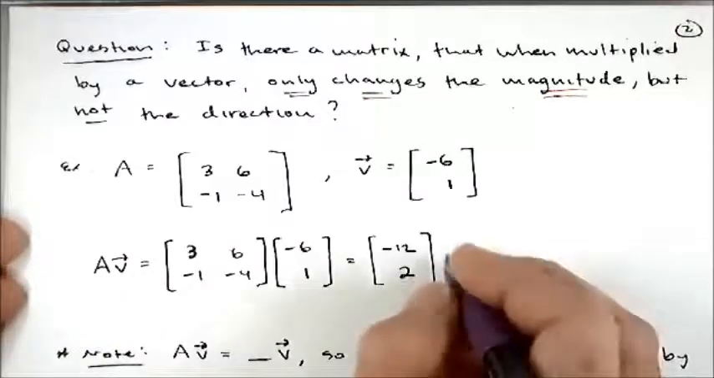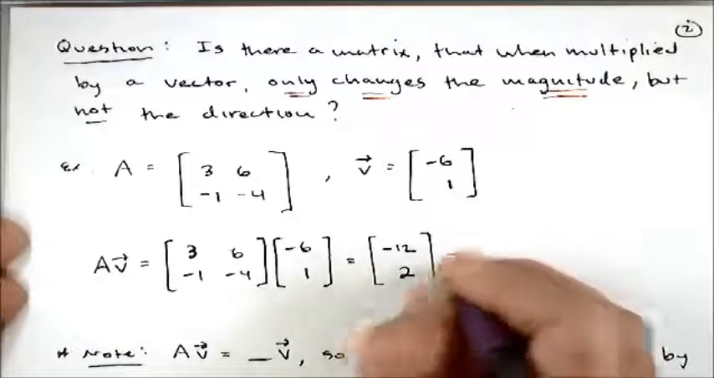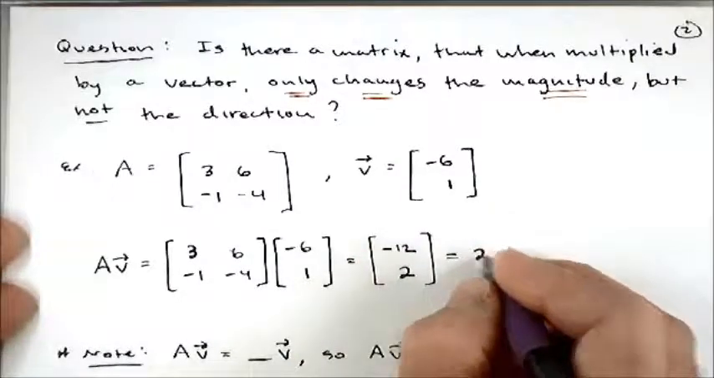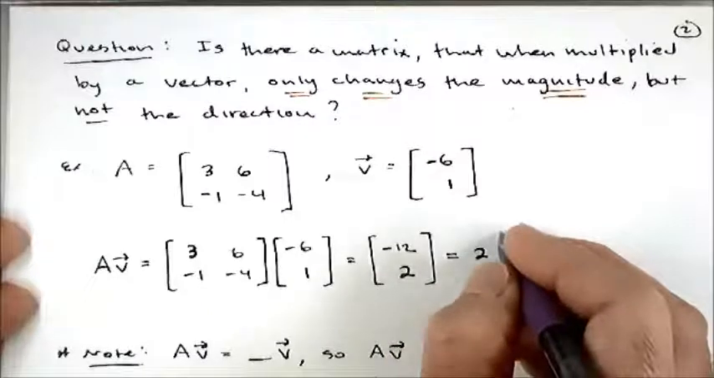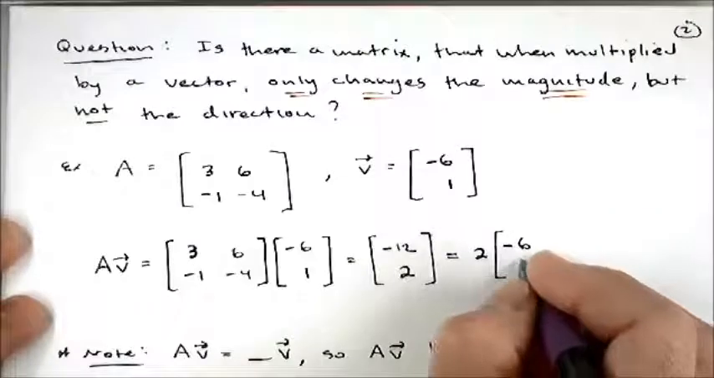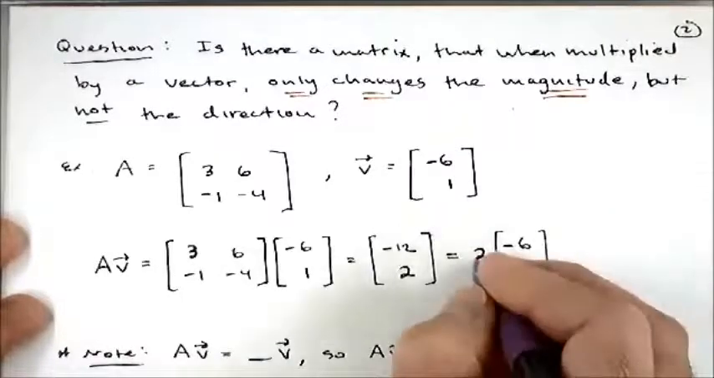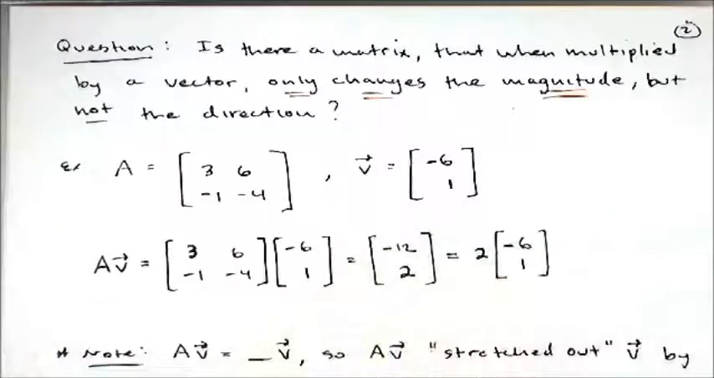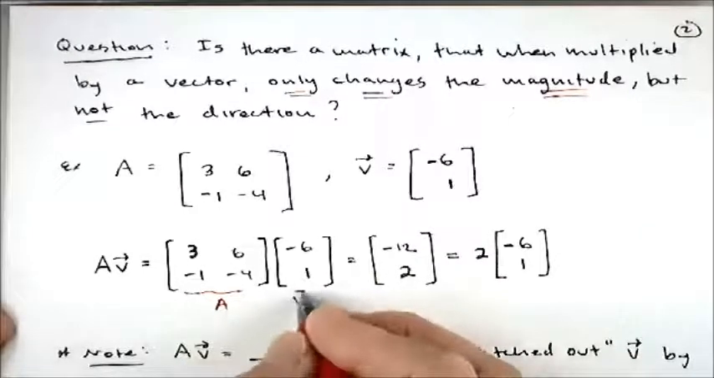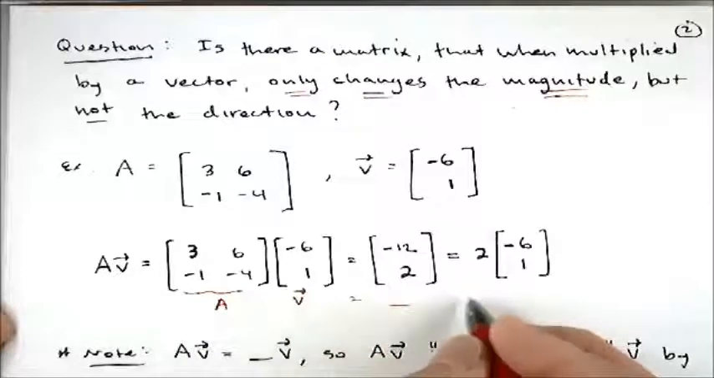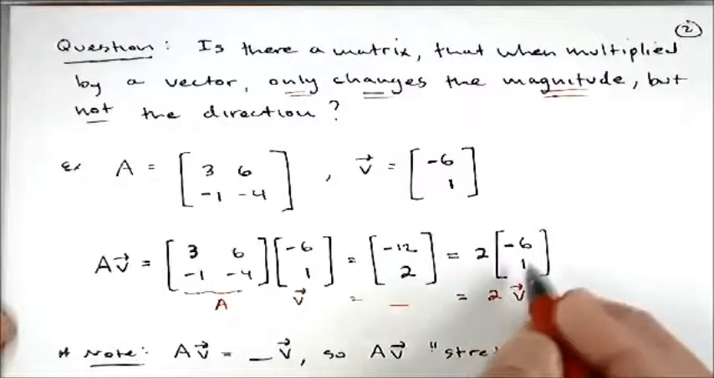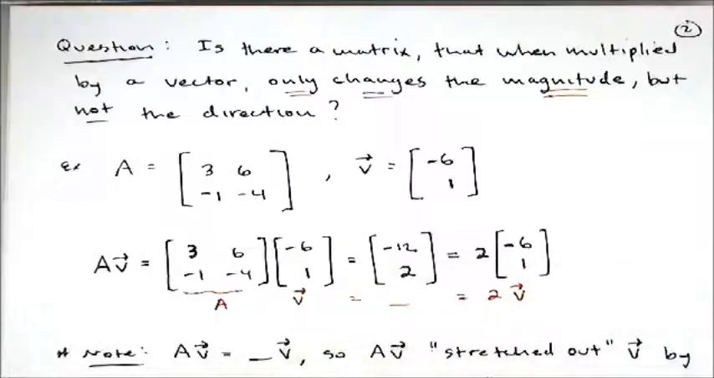as expected, but notice that [-12, 2], if I factor out a 2, remember you can multiply a constant into a matrix or a vector, and you can factor it out too. That is just double my original vector, right? So A times V gave us this new vector, but we realized that's just twice my original vector. It's pointing in the same direction, just twice as long.